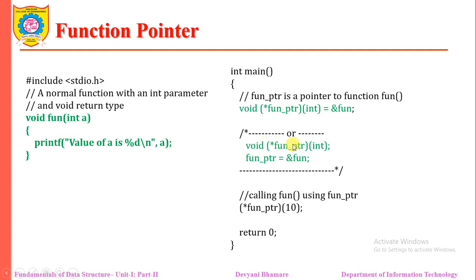Void function ptr integer means what? Yes, it is taking an integer type of variable and it is returning void. So function ptr is equal to address of func. If we are going to call this function, how are we going to do that? The function pointer should be followed by the arguments. If you have observed, since the function name itself is the address of the collection of statements, you can omit this ampersand. So we can directly write funptr is equal to function name.